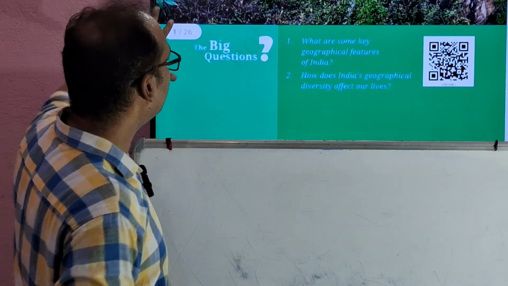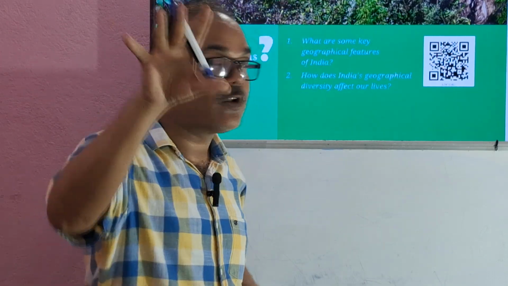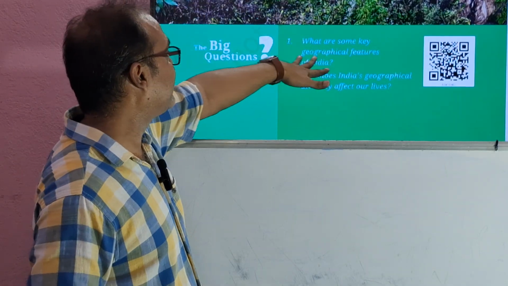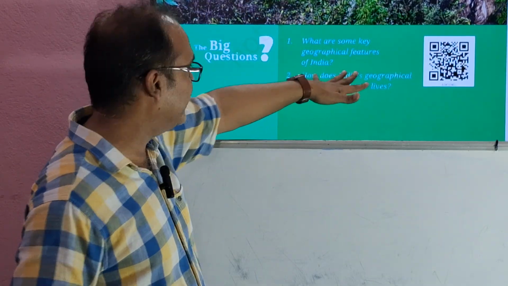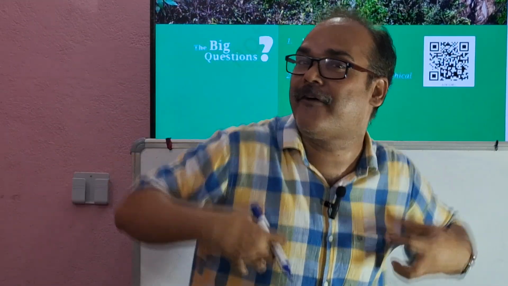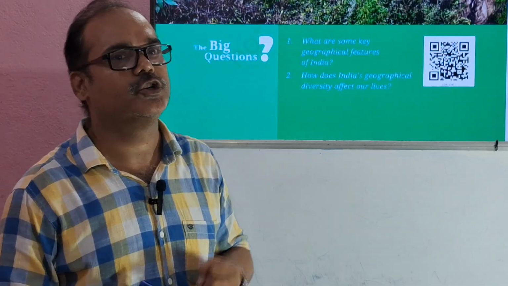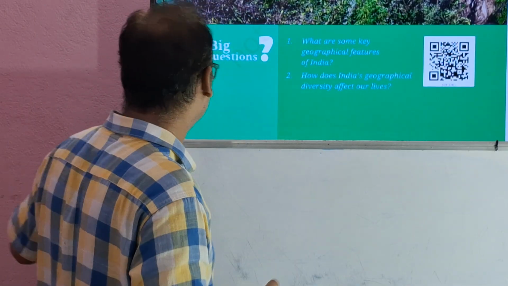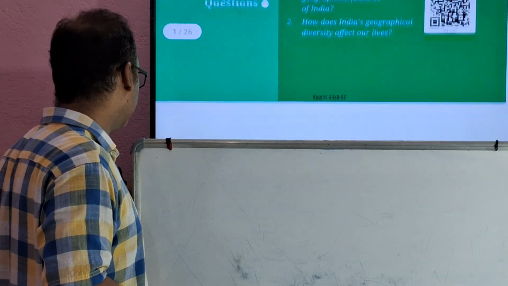Now, what are the big questions in this chapter? What are we going to deal with? We are going to deal with the key geographical features of India and how India's geographical diversity affects our life. We are going to talk about these things. So a little bit of introduction I am going to give you here.